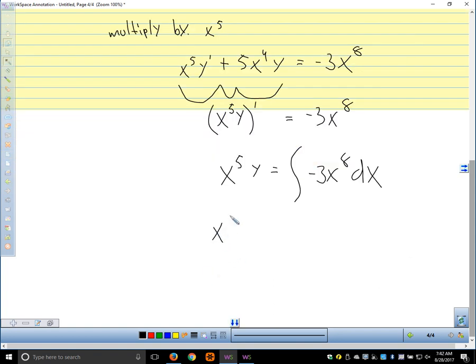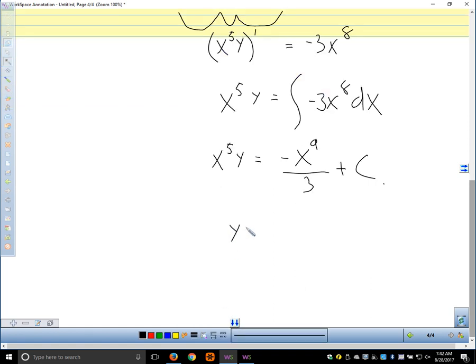So I have x to the 5th y equals this integral, minus x to the 9th over 3 plus c. Everybody good with that? I integrated correctly. And then we get y equals, I'm going to divide everything by x to the 5th, y equals minus x to the 4th over 3 plus c over x to the 5th.